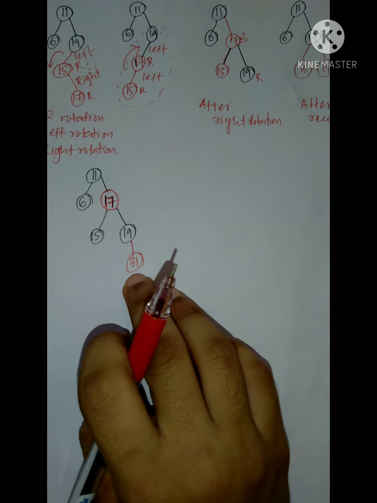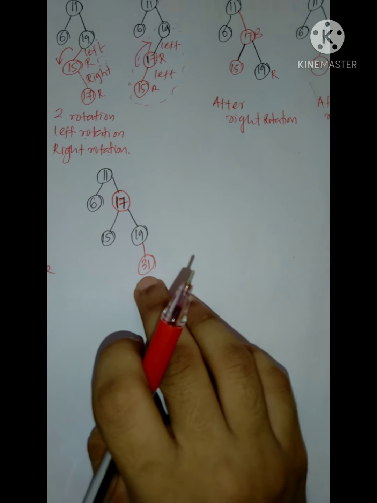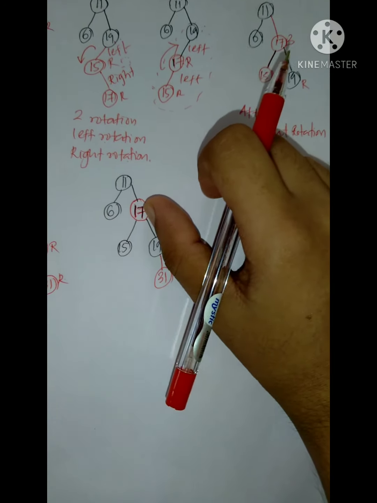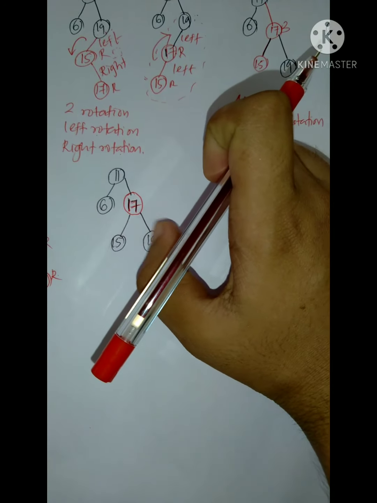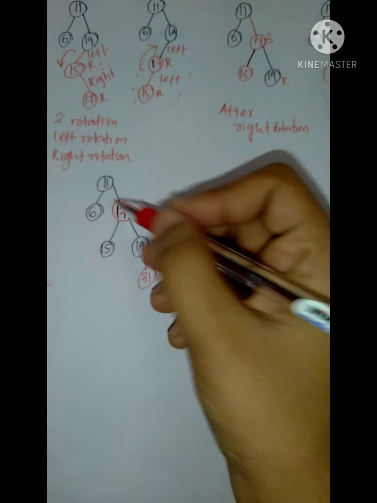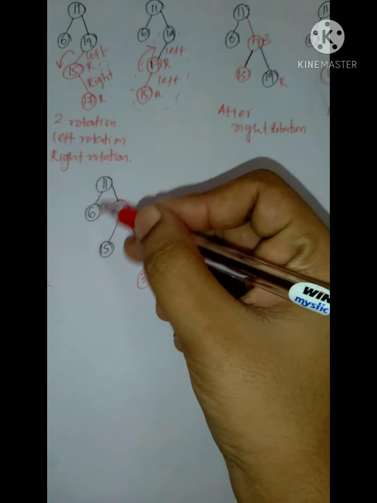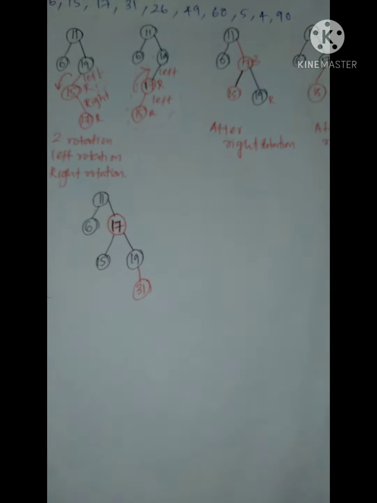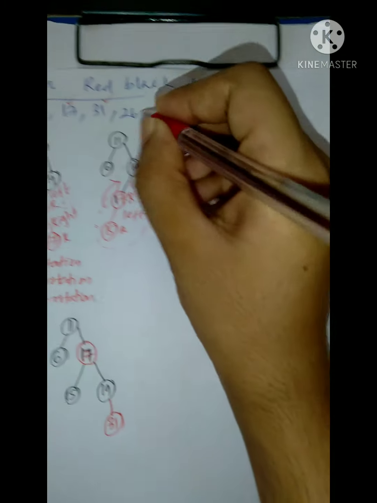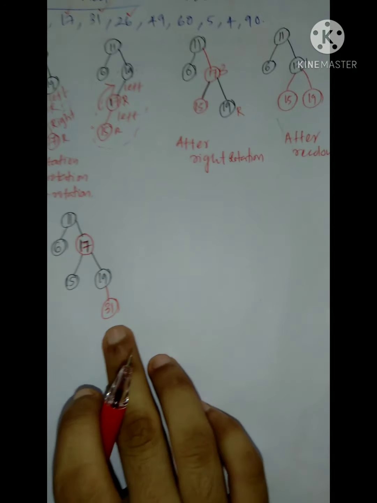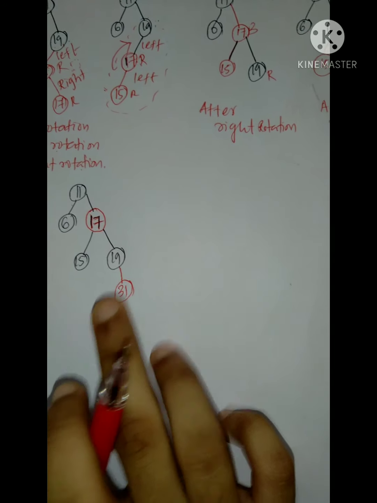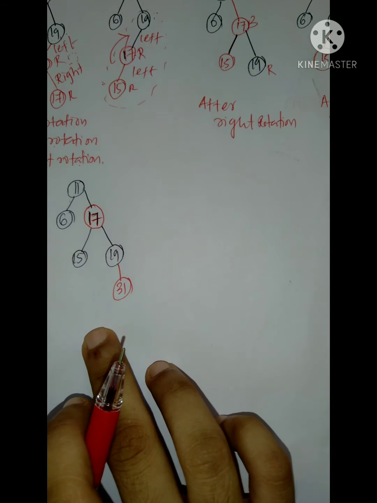Then check whether it is a red black tree or not. Checking that, we have already told that if the node is red, its children should be black. Yes, it follows that rule. And checking each path, the number of black nodes is equal: 2, 2, 2. Okay, then we have inserted 31. Then we want to insert 26. Yes, 26 will come at the left of 31.